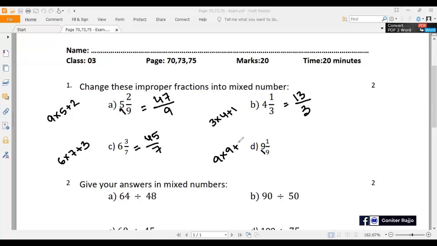And number D, in a similar way, we can multiply this 9 by 9, this 2, 9 by 9 plus 1. 9 nines are 81 plus 1, that will be 82. So 82 by 9 will be the answer of number D. Okay. Now number 2.